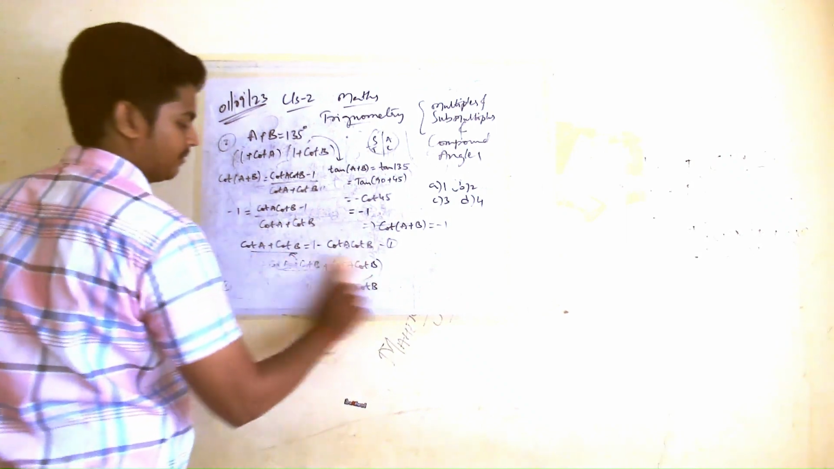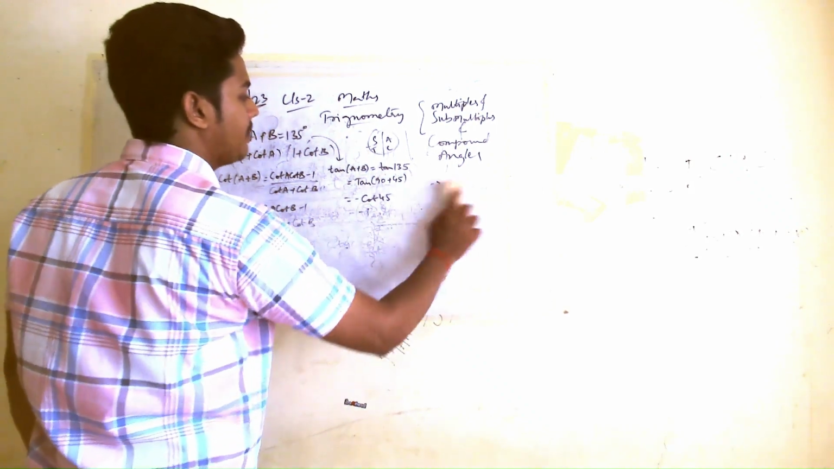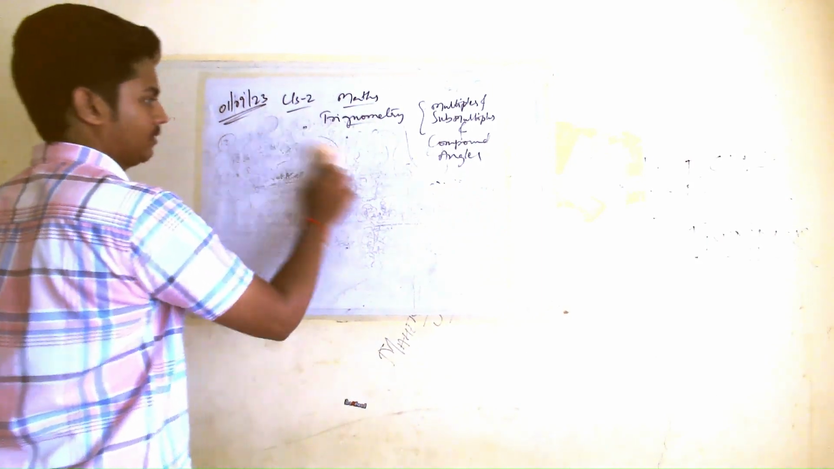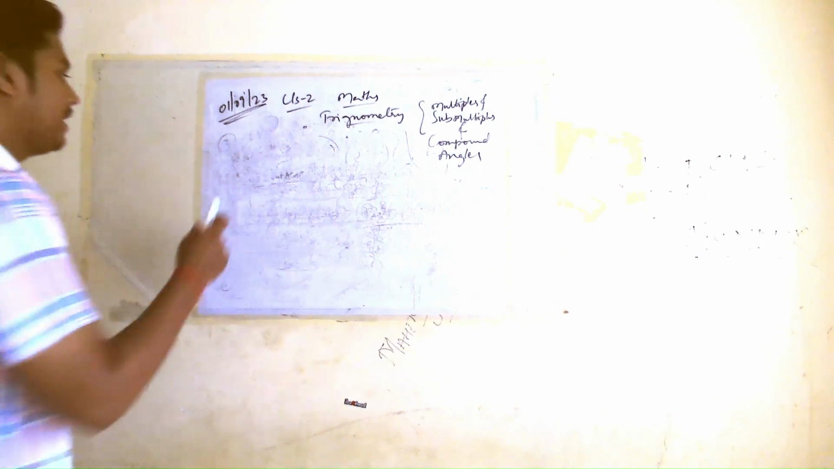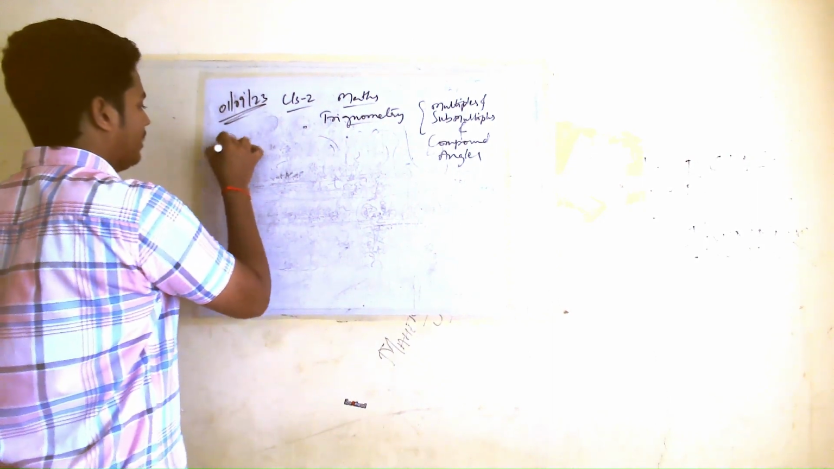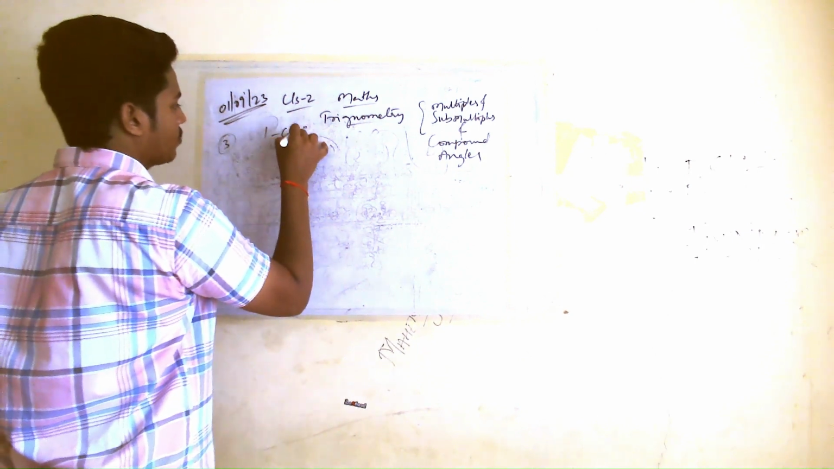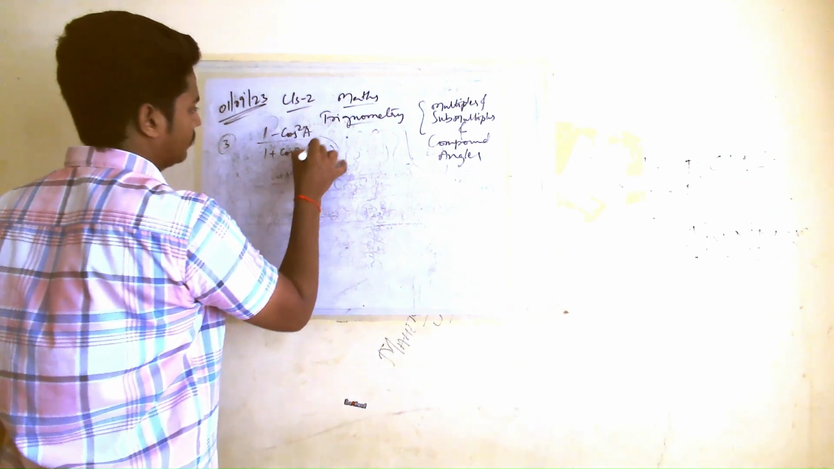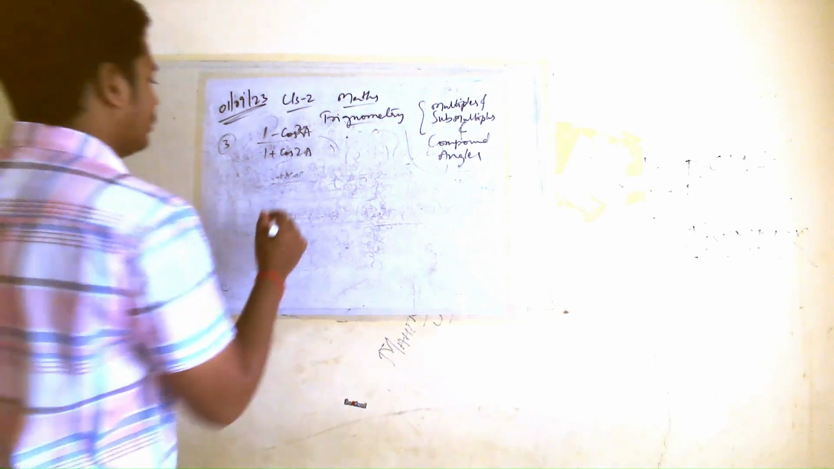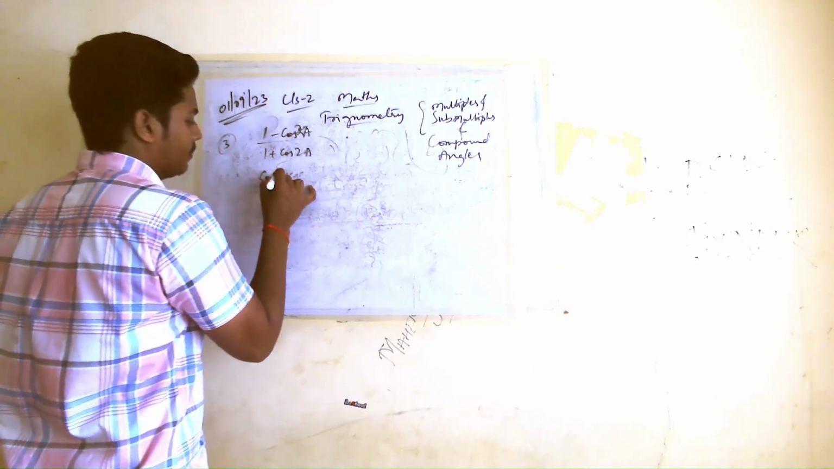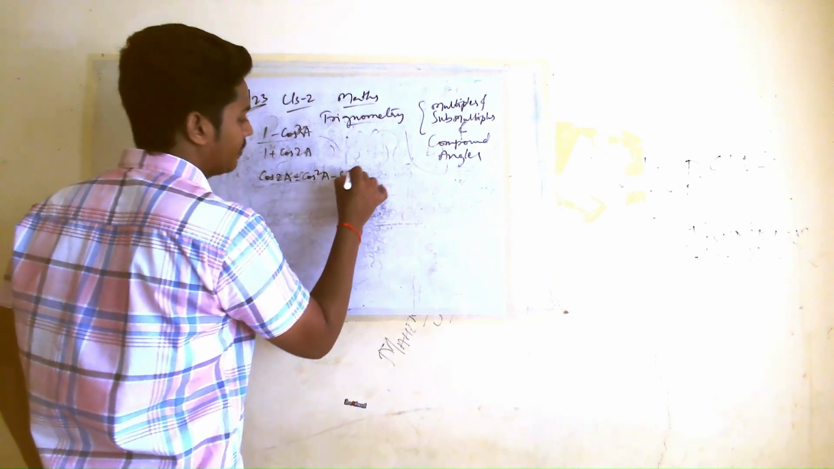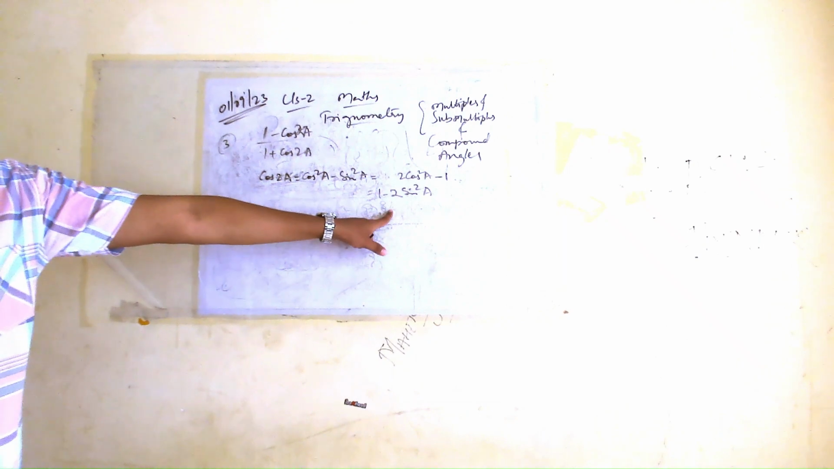Okay. Next problem is (1 minus cos 2a) by (1 plus cos 2a). This is a pretty easy problem. It's 2a; it's not cos square a, it's cos 2a. So from the cos 2a formulas, it is cos square a minus sin square a. This becomes 2 cos square a minus 1. This becomes 1 minus 2 sin square a.